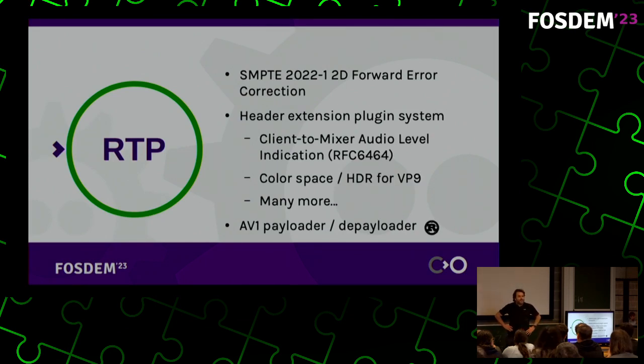Speaking of WebRTC, WebRTC is based on RTP, and this is an area where there's also been quite a bit of development. So starting with SMPTE 2022-1 forward error correction, that's a system used mostly for legacy broadcast transmission, and we have the 2D forward error correction. So what does it mean, 2D? It means that we do forward error correction, which is basically you store multiple packets, then you generate a new one. And if you have all of these packets except one, then you can regenerate the missing one, right? That's what forward error correction is.